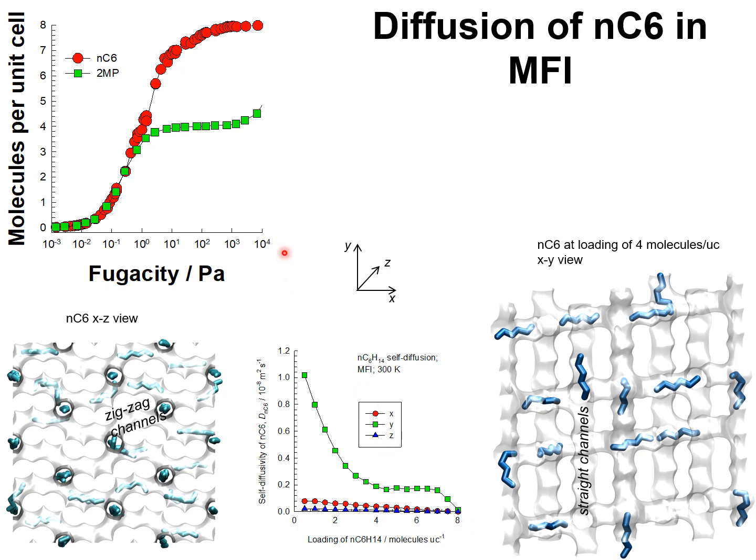Another point to note is that normal hexane has a molecular length that is commensurate with the distance between two intersection sites. For example, this is the view from the top. This is the XZ view to show you the zigzag channels, and the distance between the two intersection sites is practically the same as the length of one normal hexane molecule.